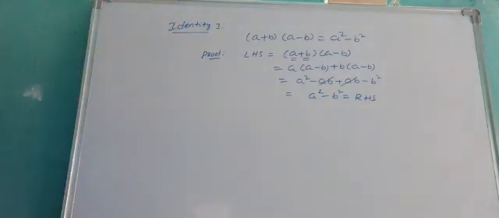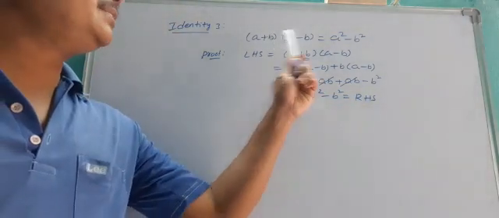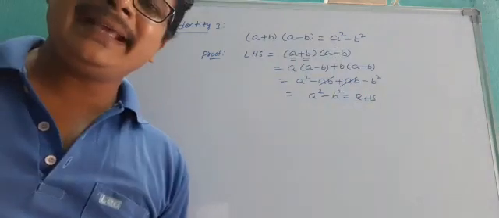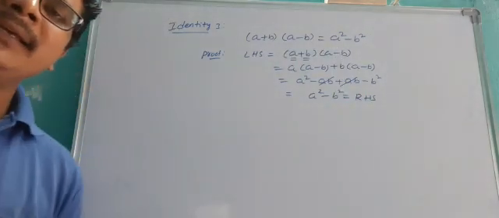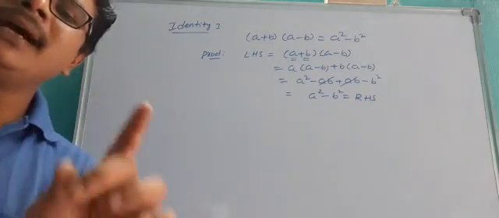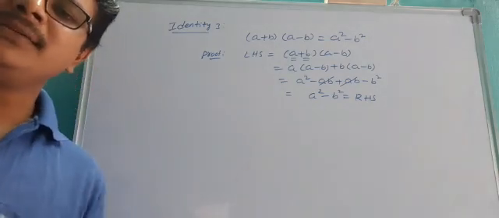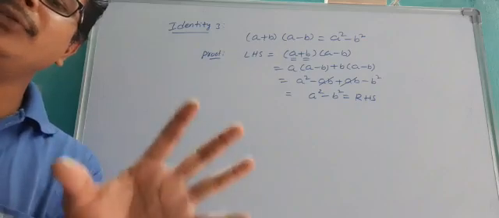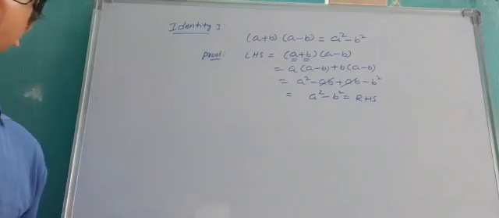In any way, the product of a plus b into a minus b equals a square minus b square. This is identity number 3. Already you know this identity in your 8th class. So with the help of the identity, we have to do some problems.